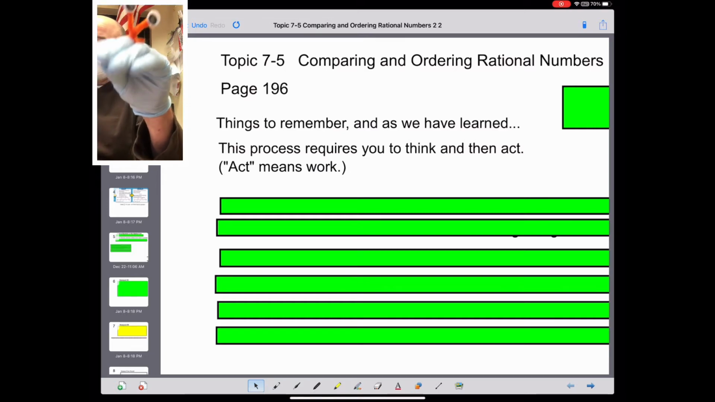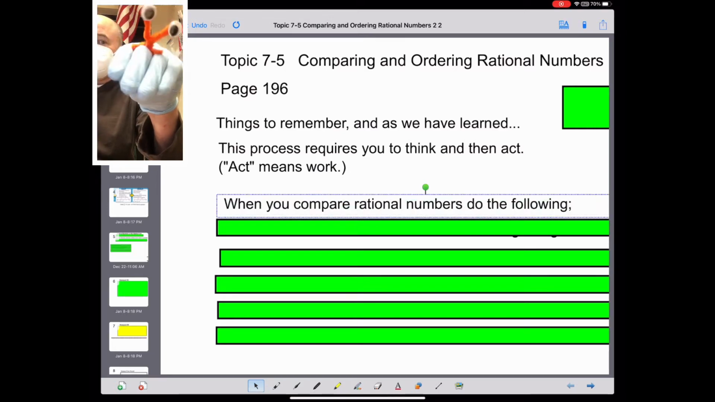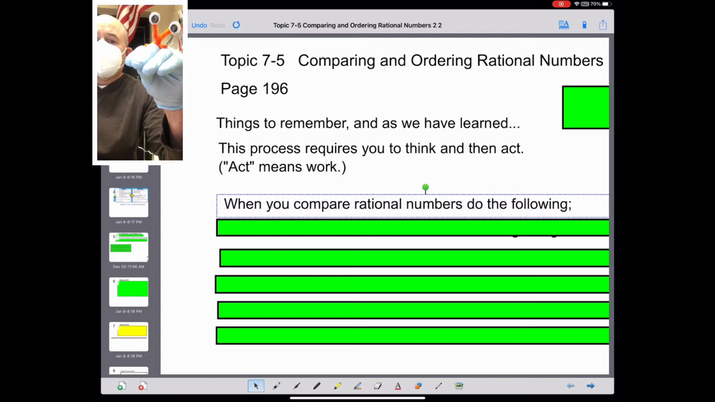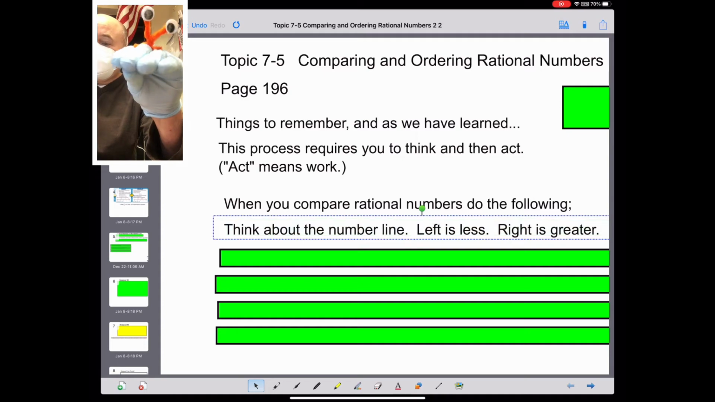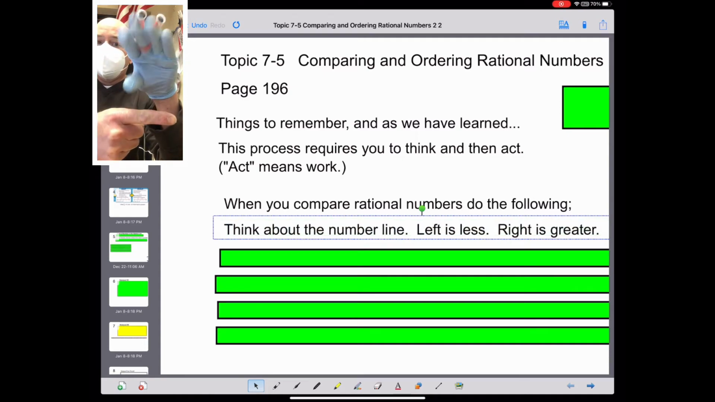Okay, number 2, next thing. When you compare rational numbers, do the following. Oh, so these are steps, aren't they? Yeah, they're steps, kids. So when you're going to compare rational numbers, the first thing you want to do is think about the number line. Remember that when you go left, numbers get lower. When you go right, numbers get greater.